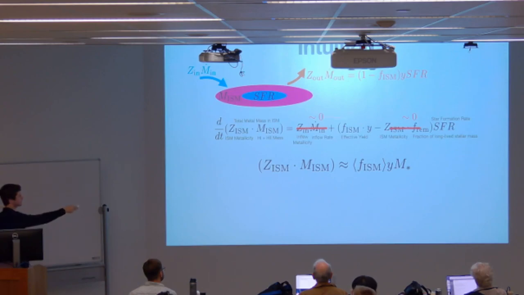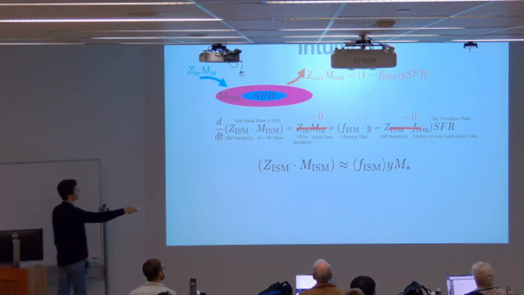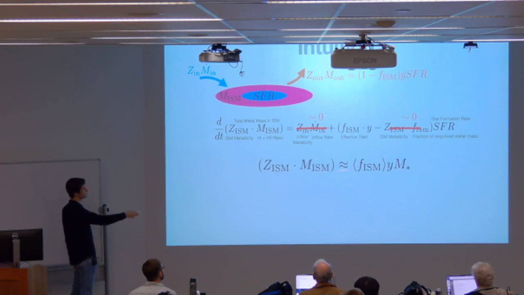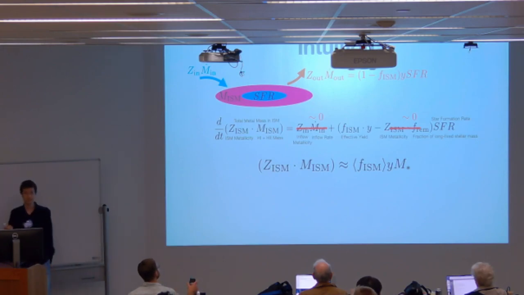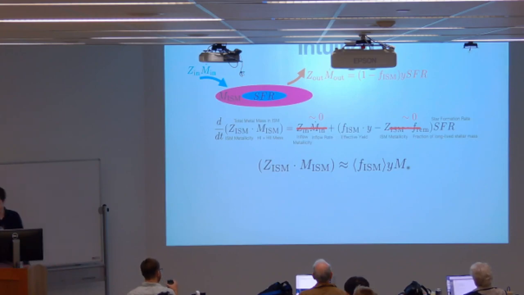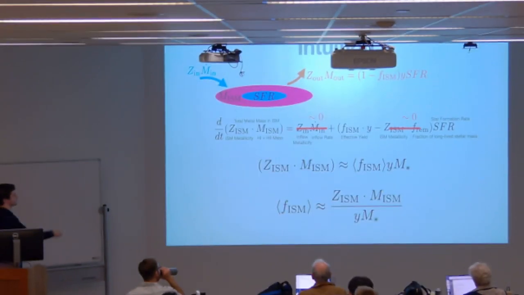So if I make the approximation that both of those are about 0, then what I get is dM_metal/dt is just effective yield times star formation rate. You can integrate that and get this equation down here. So the total amount of metals in the ISM is just the average return fraction times the total metals produced by the stars. So here I mean the total stellar mass produced. And we can solve this for what fraction of metals on average get retained by the galaxy.